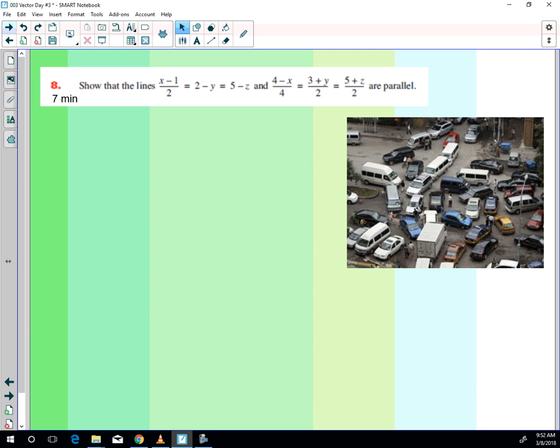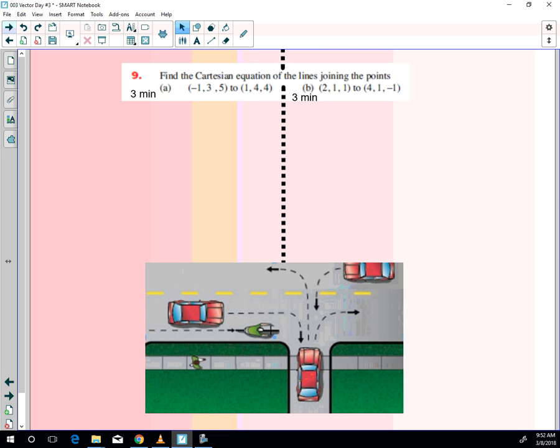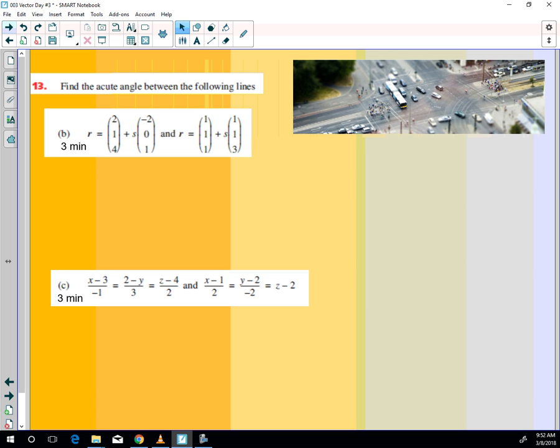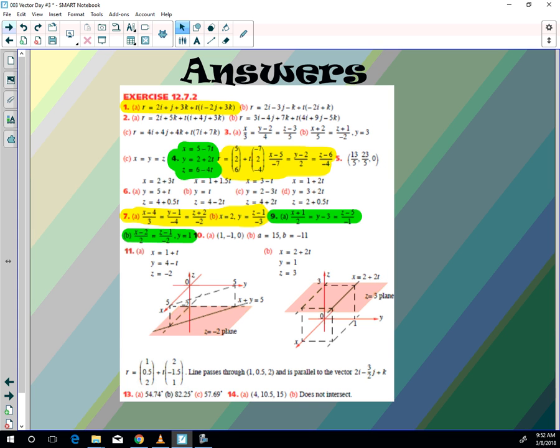Yep. And here's one. You're going to show that these are parallel. And you're going to find the equation. There's 2 of them here. 2 points, 2 points. And find the angle between these two. Great reviews. And that's it.